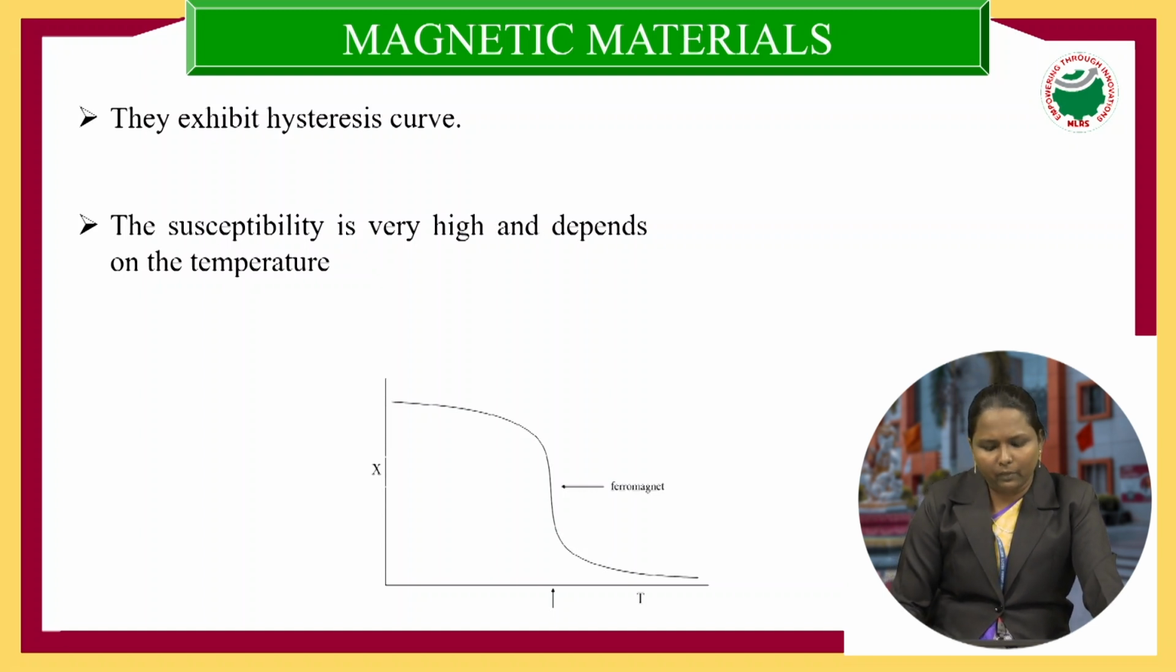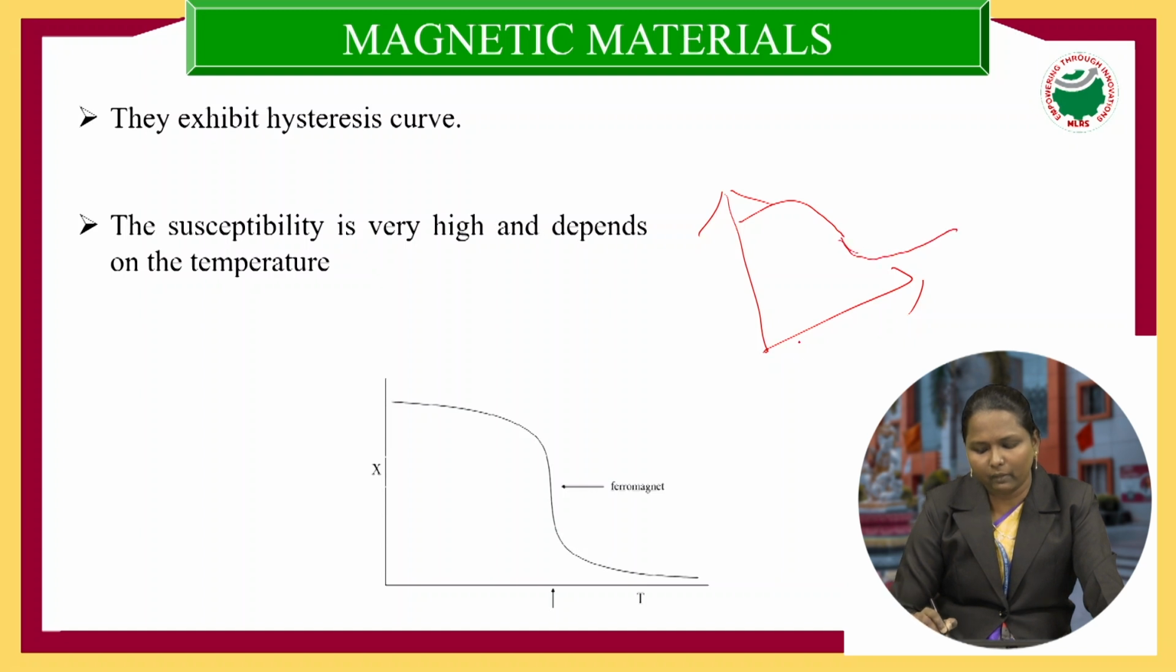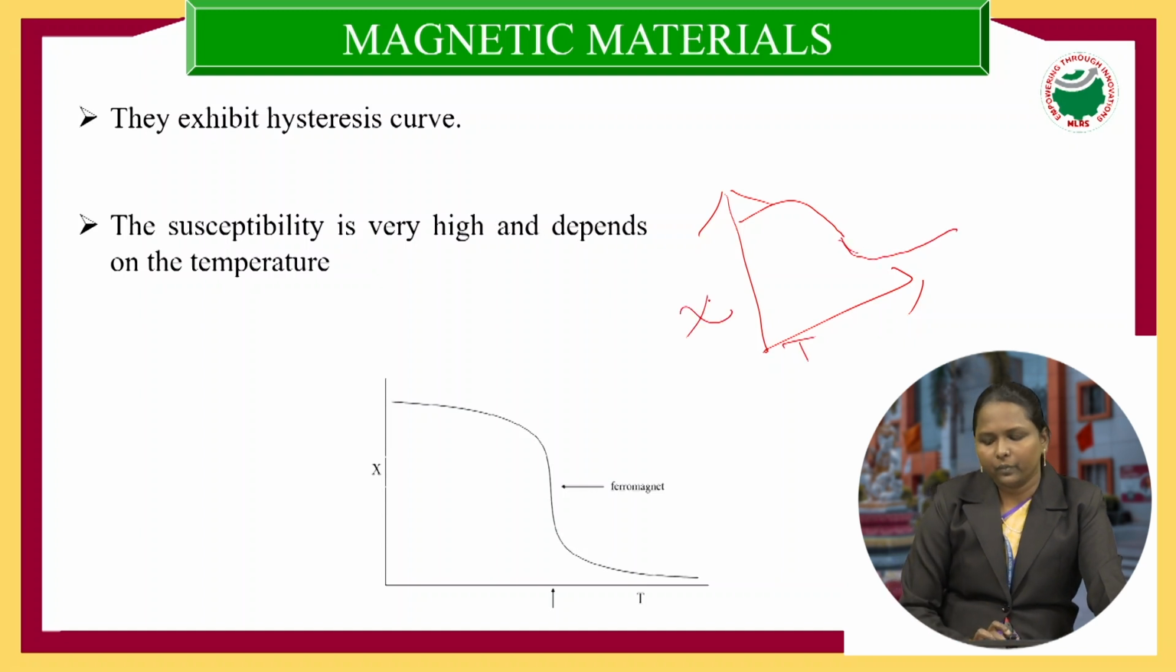If you draw the graph between susceptibility and temperature, here you can see if the temperature is increasing, the susceptibility of the material will be decreasing. So initially the susceptibility is high, the temperature is increasing, and the susceptibility value will be decreasing.